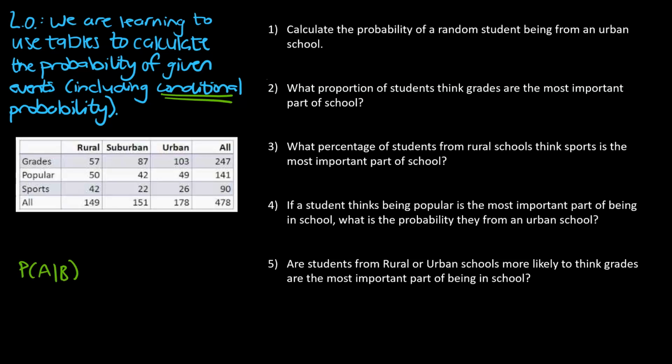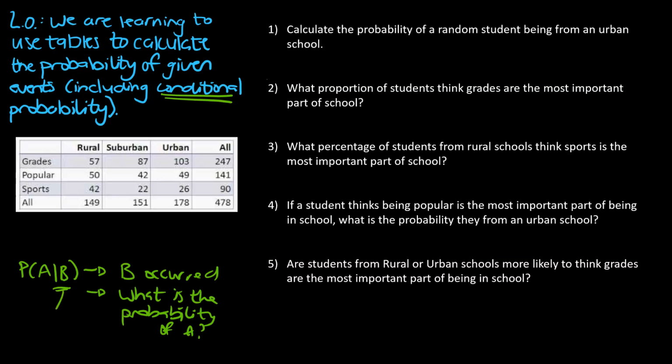So what this notation means, the probability of A given B. What that means is B has occurred, so we know B exists, and we're trying to find the probability of A. So that B there, that's the condition. And that's where conditional probability comes from, because we know something has happened before.